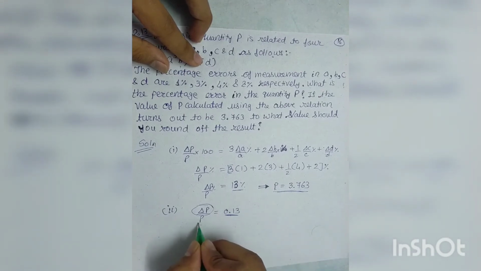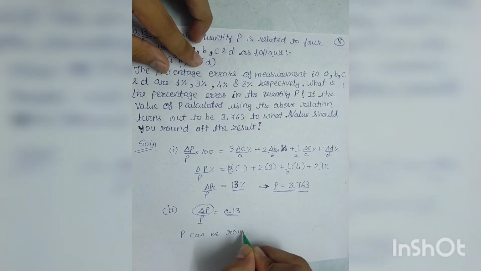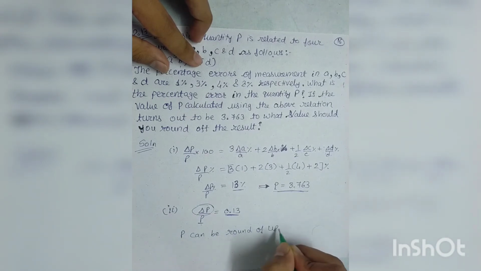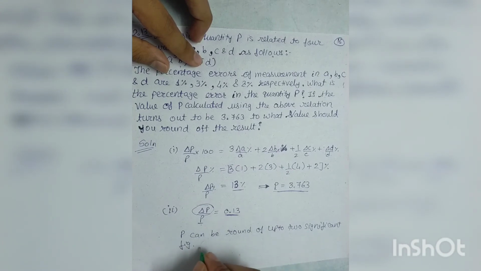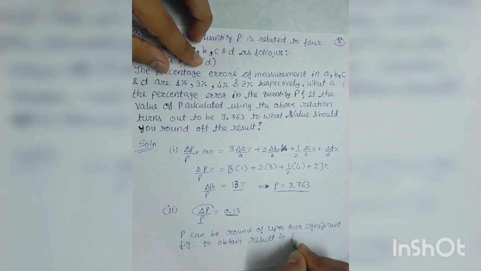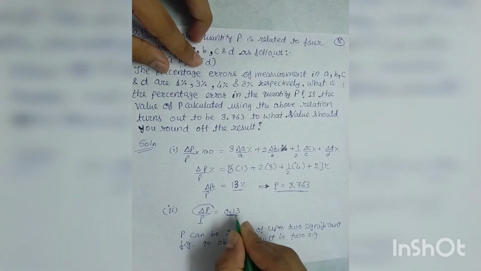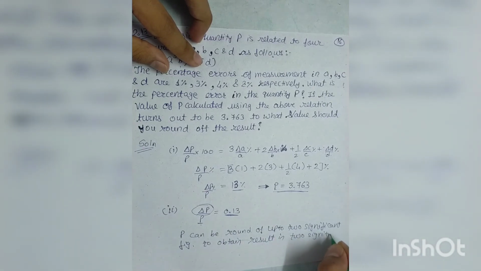So let us round off P. P can be rounded off up to two significant figures to obtain the result in two significant figures. 0.13 has two significant figures, so we have to round off P up to two significant figures.